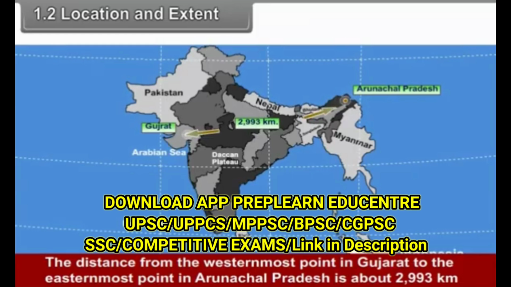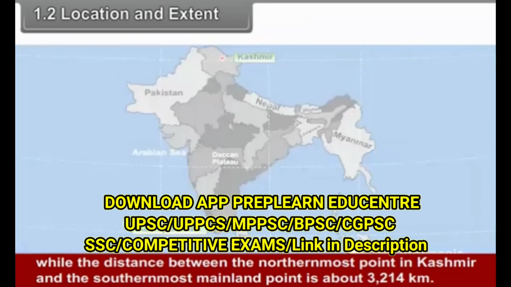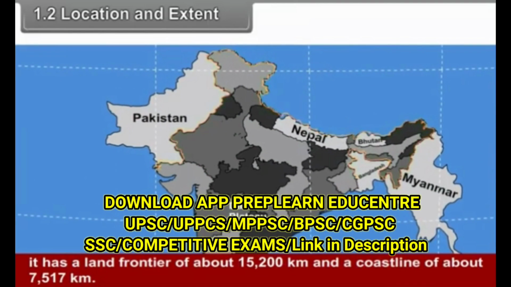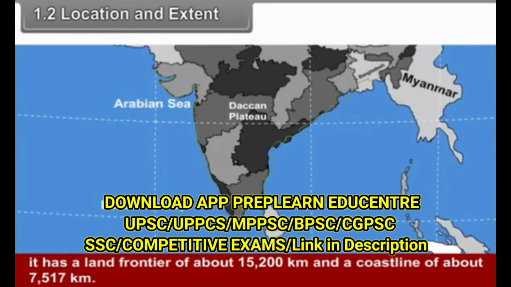The distance from the westernmost point in Gujarat to the easternmost point in Arunachal Pradesh is about 2,993 kilometers, while the distance between the northernmost point in Kashmir and the southernmost mainland point is about 3,214 kilometers. It has a land frontier of about 15,200 kilometers and a coastline of about 7,517 kilometers.